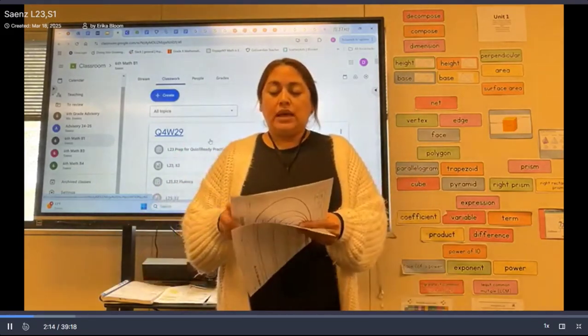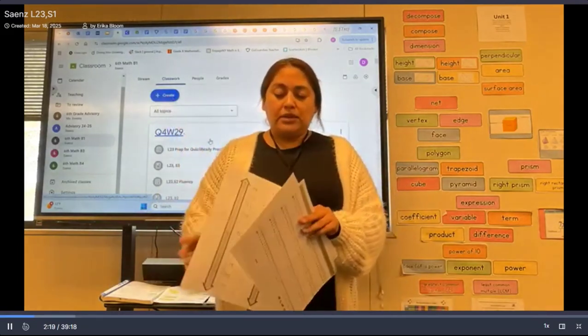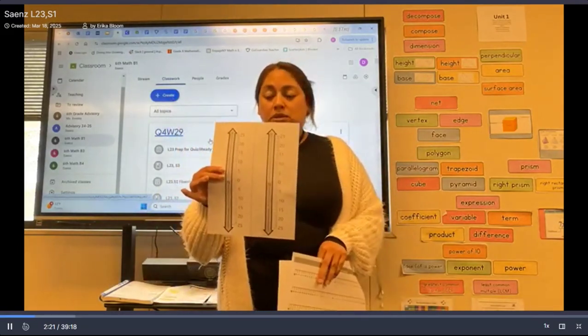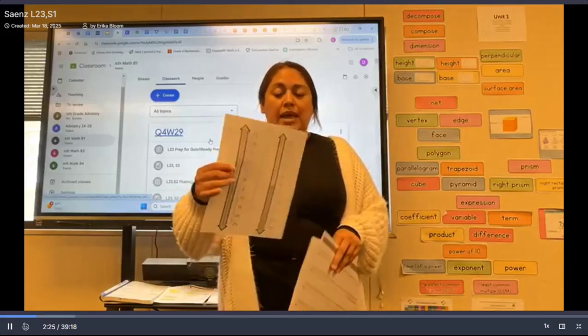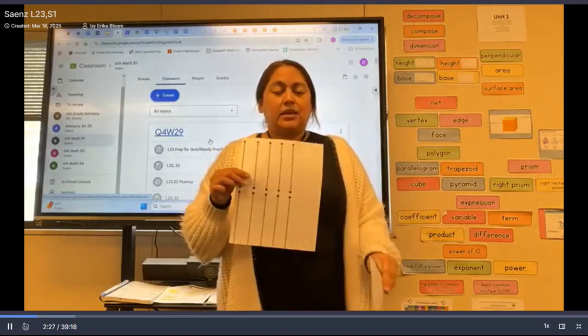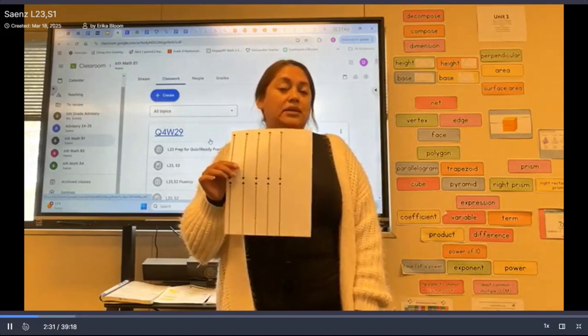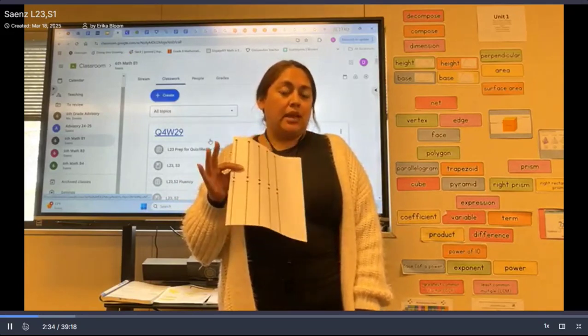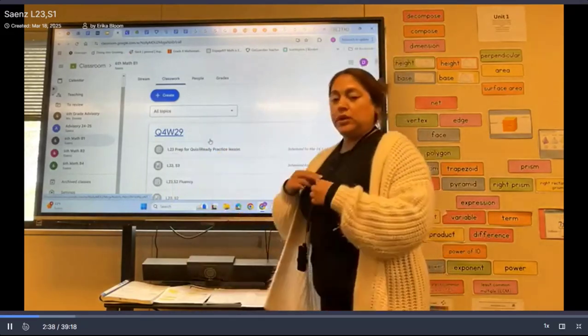You're also going to get a vertical number line. So this vertical number line will tell you which way is positive, which way is negative. It will also set up the numbers for you. And then you have a blank side. Again, depending on which math problem you're working on, you might need to create your own. But you have an example, and then you have a blank one. Okay. So we're going to be doing that.